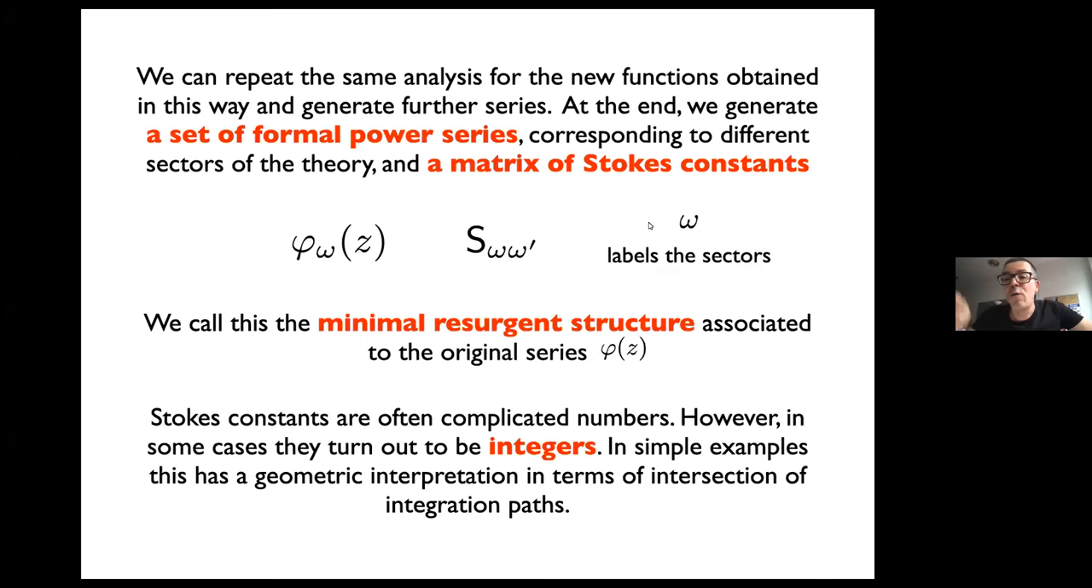And then after choosing an appropriate normalization for all these series, I will get a matrix of Stokes constants. Okay? So this matrix of Stokes constants is telling me essentially the leading coefficient of the relationship between this series and their logarithmic singularities. Again, I'm assuming a logarithmic singularity for the sake of simplicity, and all the examples I'm going to use in this talk fall into this category, but you can generalize this very simply. So what you obtain in this way is what we call a minimal resurging structure.